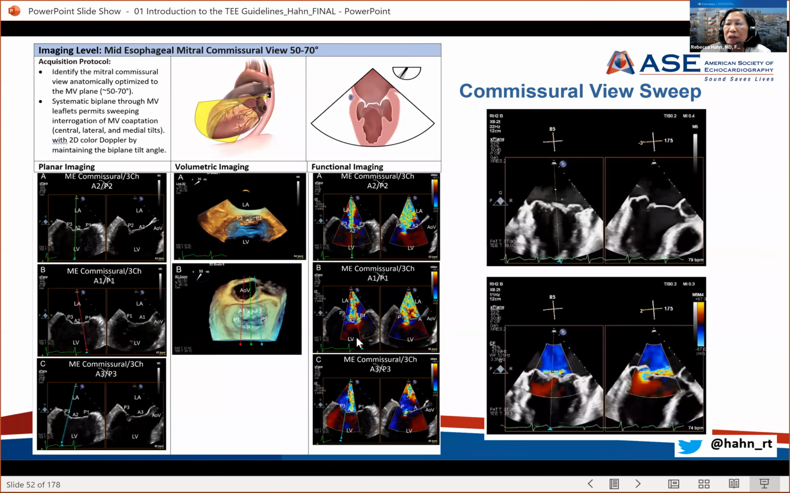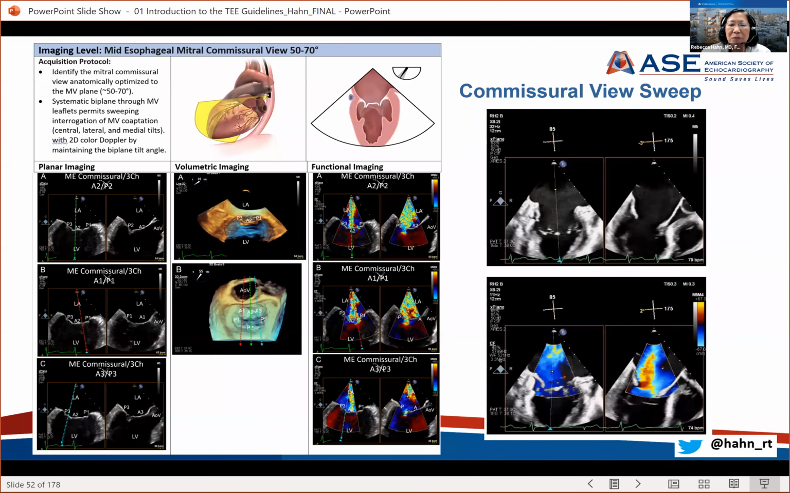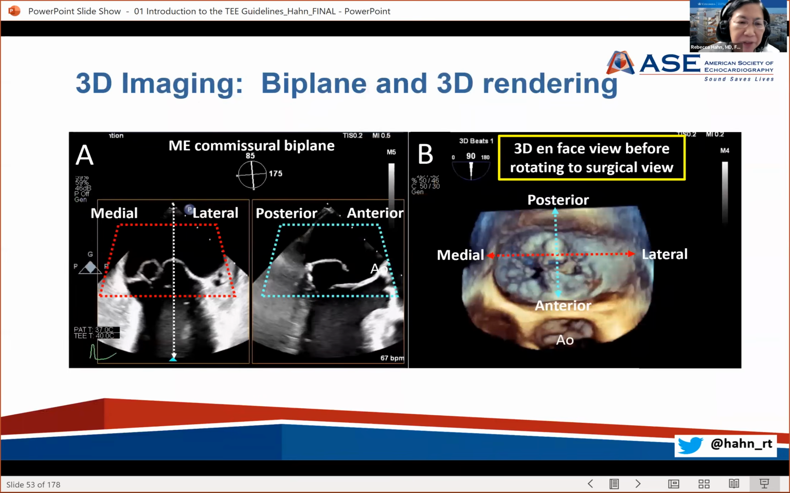Wow, there is a long question in here. I'm going to have to wait for a second and just keep going. Let me finish my thought on the mitral here.